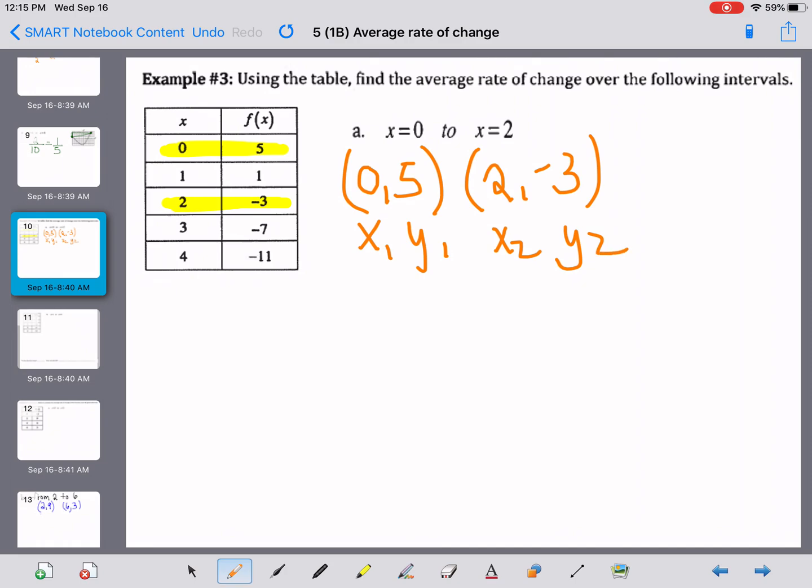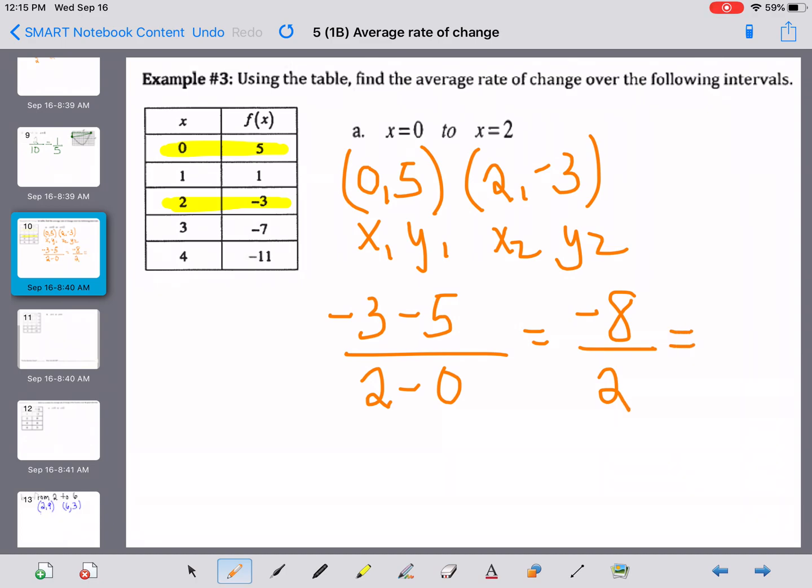When we fill in our formula, the change in y is -3 minus 5. The change in x is 2 minus 0. And we end up with -8 divided by 2, which simplifies to -4. Use Desmos if you need help with that.